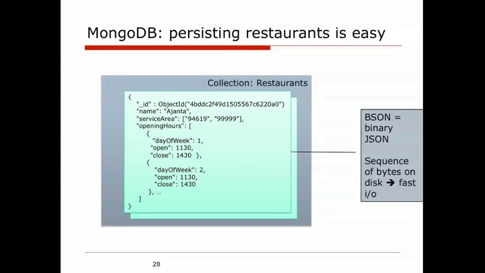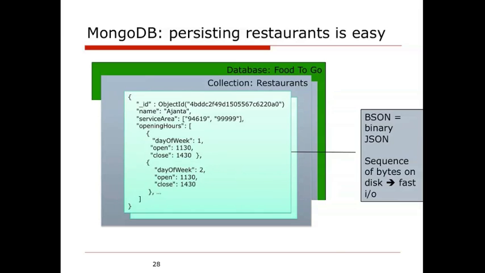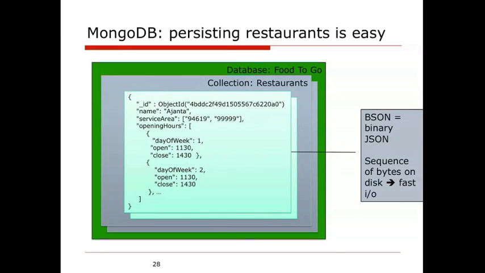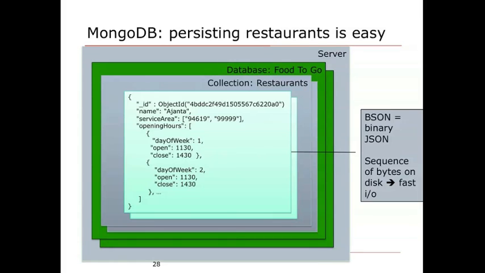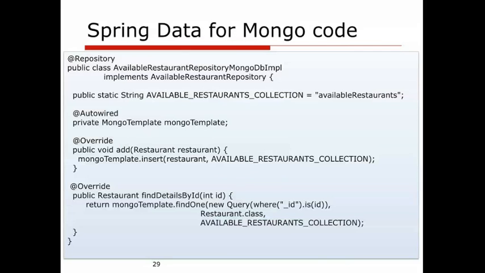So each restaurant gets mapped to a document like this, and then a set of documents forms a Mongo collection, which plays the role of a table, except that the documents don't have to have an identical structure. I mean, for your own sanity they should have a similar structure, but they don't have to have the exact same set of attributes. And then a set of collections forms a database, which is like a schema. And then one or more databases runs on a Mongo server. So that's the model. And so as you can see, persisting restaurants is pretty straightforward.